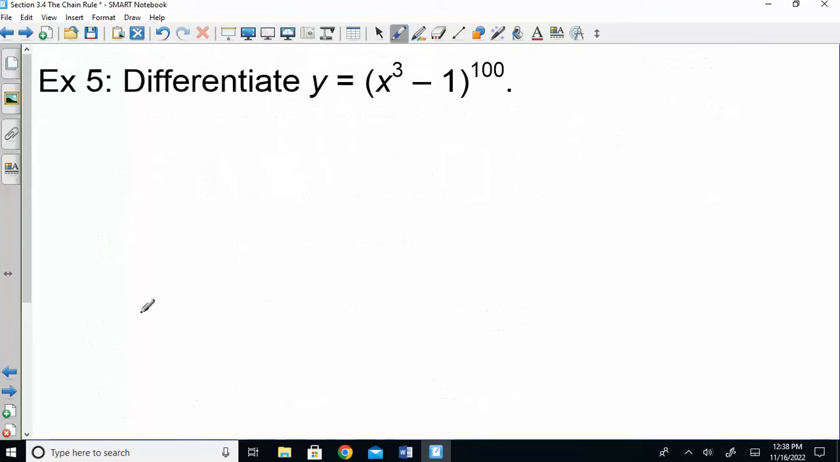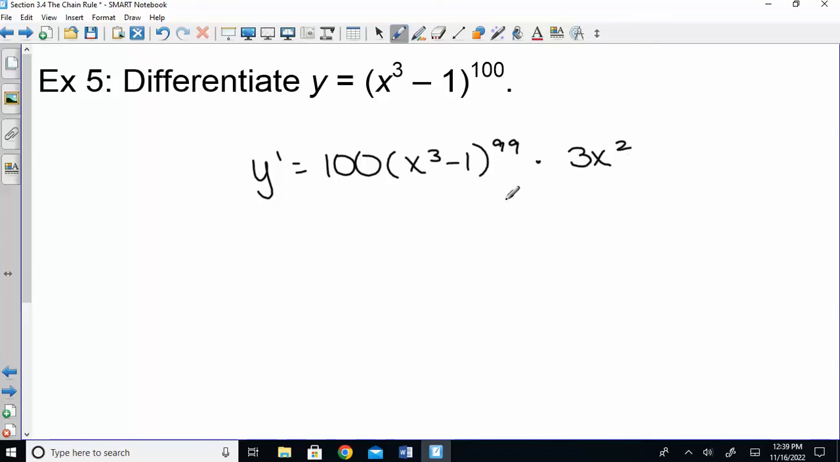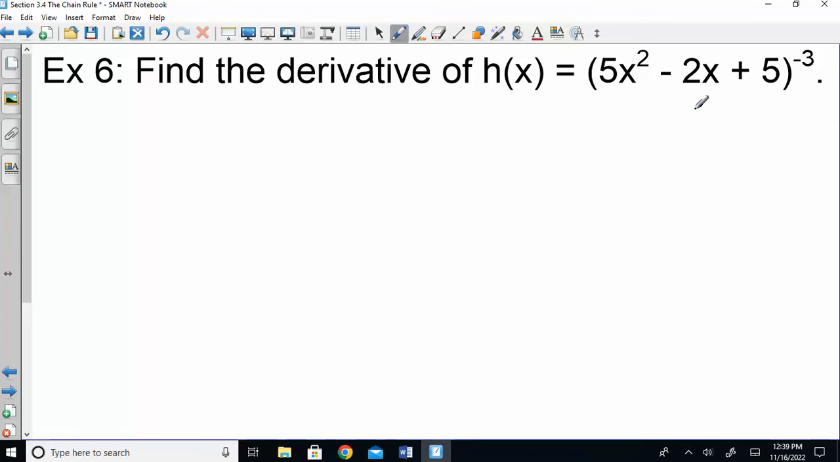All right, you guys try this next problem. Based off what we did yesterday, see if you can get the derivative of this for me. All right, so 100 comes down, inside stays the same, subtract 1 from the power, times derivative of the inside is 3x squared. So you got 300x squared times x cubed minus 1 to the 99th.